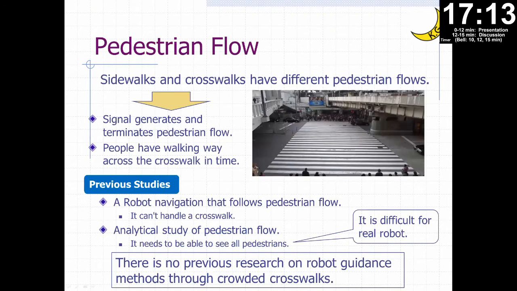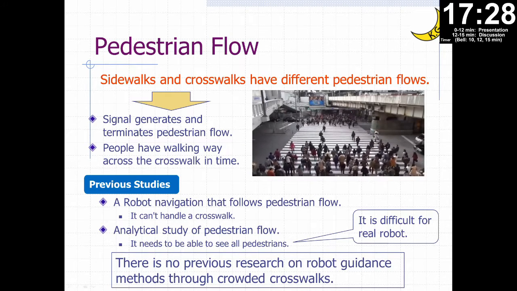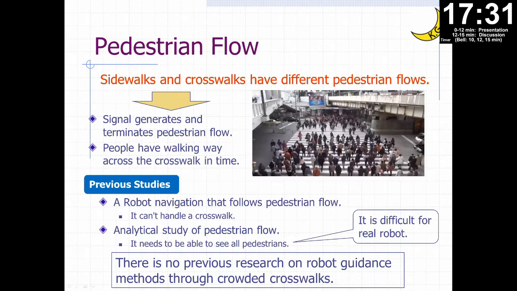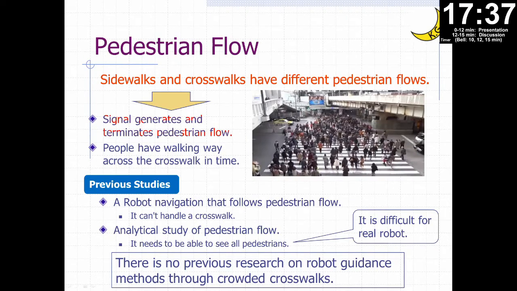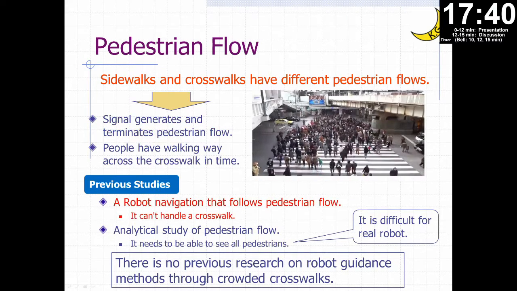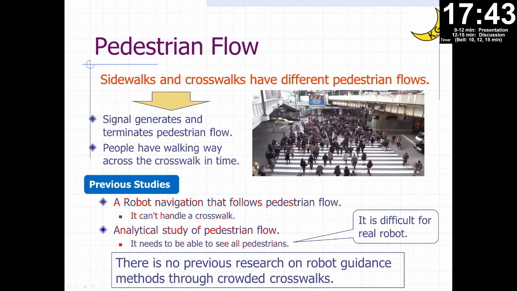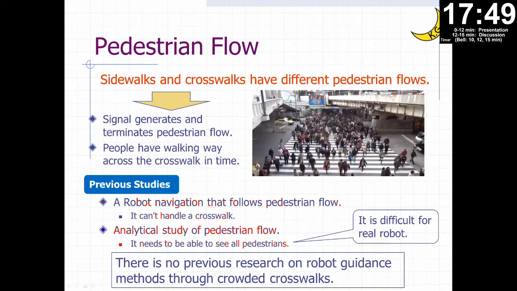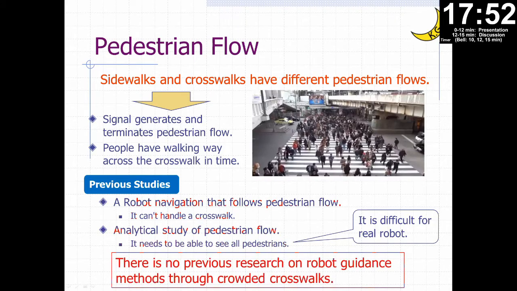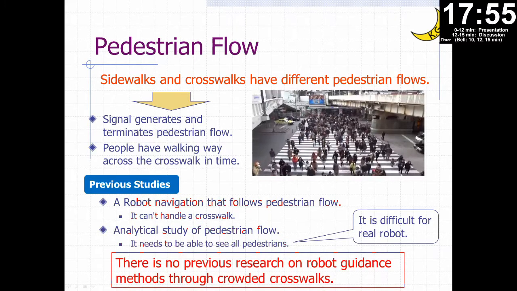In pedestrian flows, sidewalks and crosswalks are different. In crosswalks, signals generate and terminate the pedestrian flow, and people have to walk across the crossing in time. In previous studies, robot navigation just follows the pedestrian flow, but it can't handle a crosswalk. And analytical study of pedestrian flow needs to be able to see all the pedestrians. However, it is difficult for real robots. So there is no previous research on robot guidance methods through crowded crosswalks.